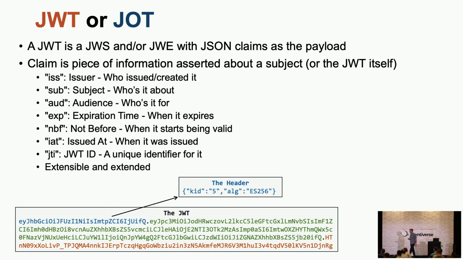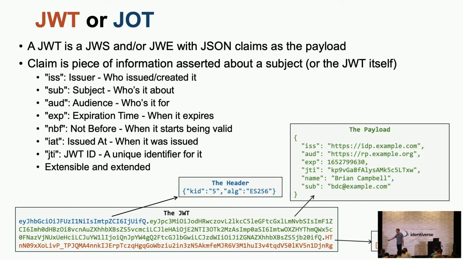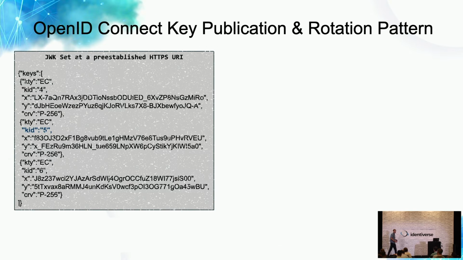It's saying that this was signed with elliptic curve, and the key ID is known as number 5. The signature's at the end, and then the payload here is just some JSON saying IDP example issued this. It's intended for rp.example, expires at this Unix epoch timestamp. Here's an identifier for it. The name of the subject here is Brian Campbell, and the sub itself is bdc@example.com. So it's just some identity information or attribute information encoded in JSON and signed over the top with JWS.